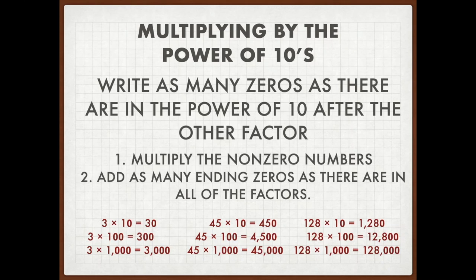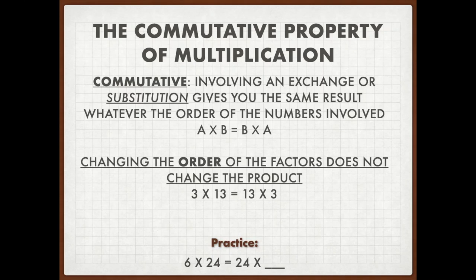Okay, so I'm going to go to the next slide here. And this is now going to repeat the commutative property. But instead of the commutative property of addition, I'm now going to focus on the commutative property of multiplication. Remember, it's still the same type of definition. The focus here is substitution or exchanging. So if I have A times B, that's the same thing as B times A.